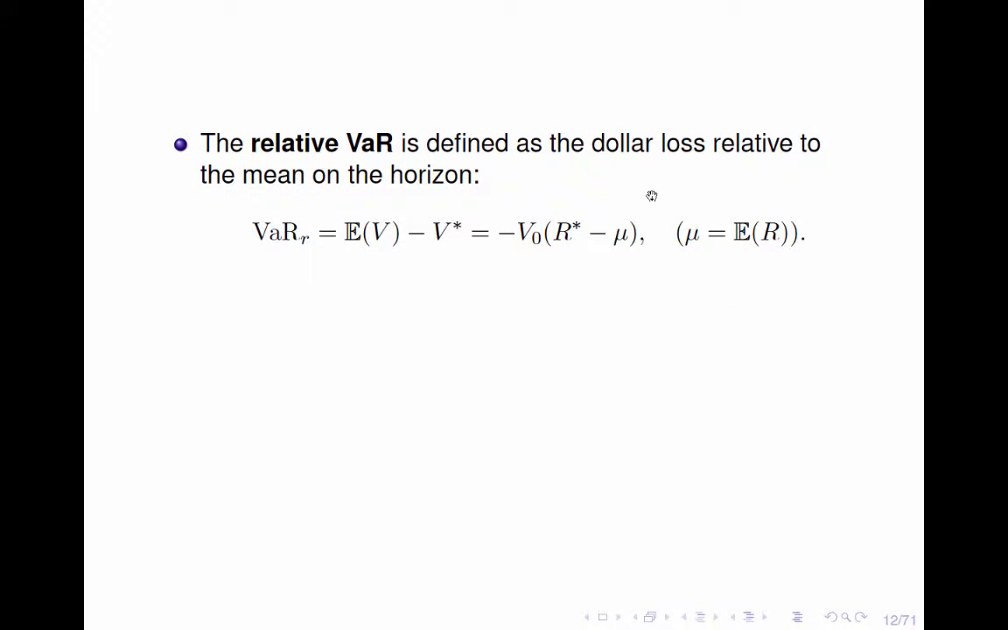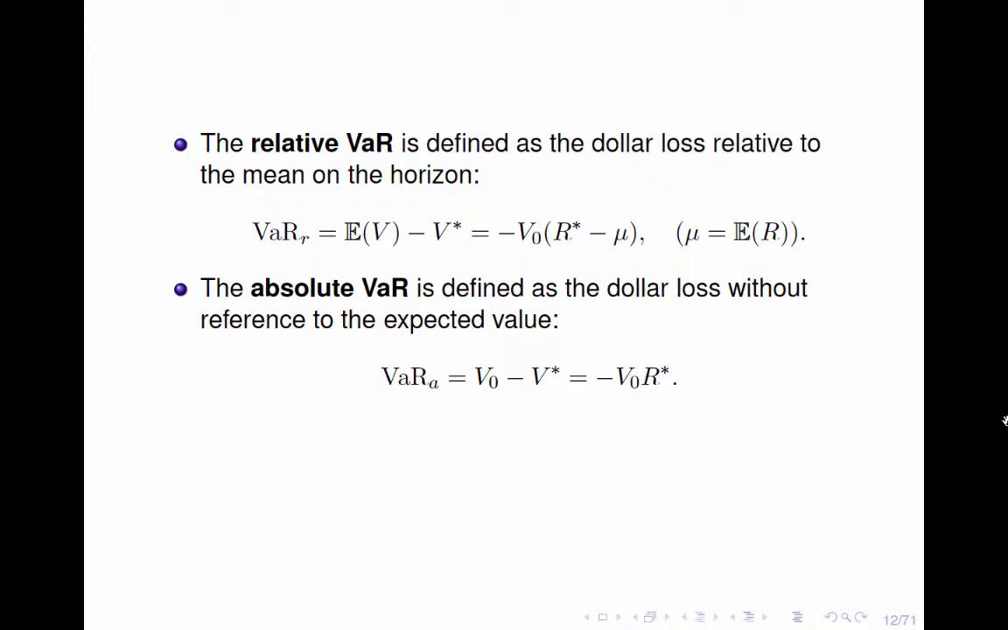Let VAR with the subscript R denote the relative VAR, which is defined as the dollar loss relative to the mean on the horizon. More precisely, it is equal to the expectation of V minus V star. Substituting in the expressions of V and V star in terms of the rate of return R mentioned in the previous slide, we get the following simplified expression, where mu is equal to the expectation of R.